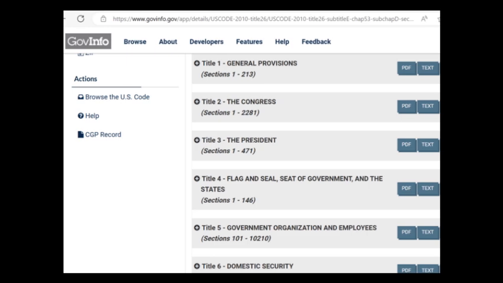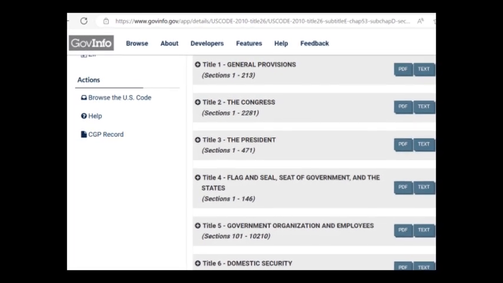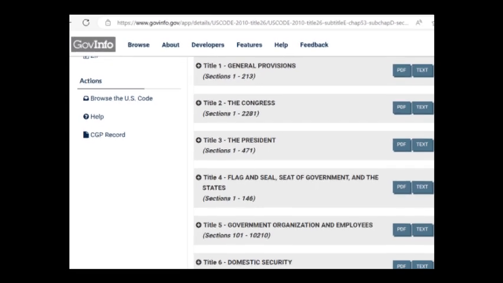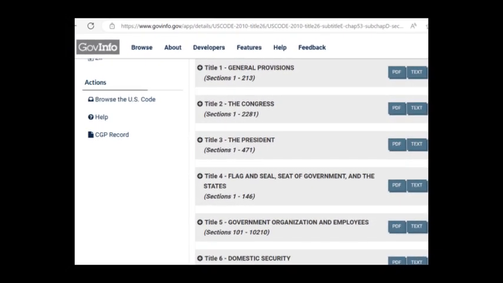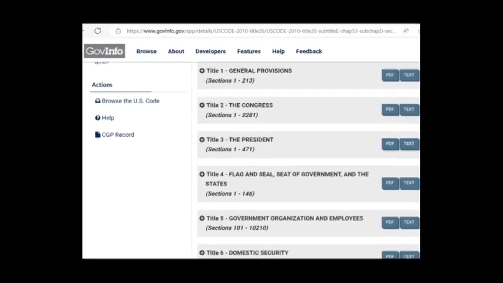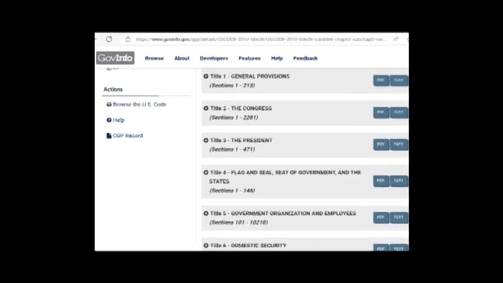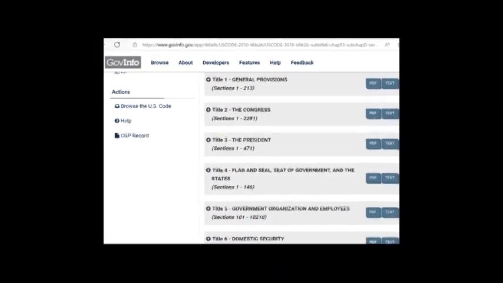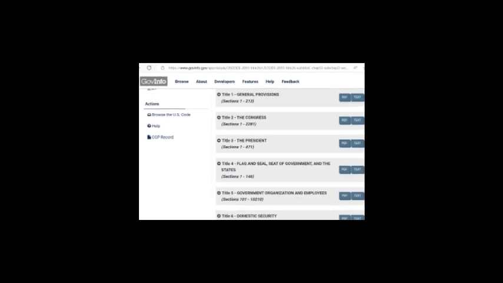Intellectual property of the International Code Council. Under Title I, we have General Provisions. Title II is the Congress. Title III is the President. Title IV is the Flag and Seal, Seat of Government in the States. Title V is Government, Organization, and Employees. Obviously not purview of the President, but purview of Title V. Title VI is Domestic Security, and that relates to the Second Amendment, but the U.S. Code does not follow the Constitution. It simply pretends to be formed under the Constitution.